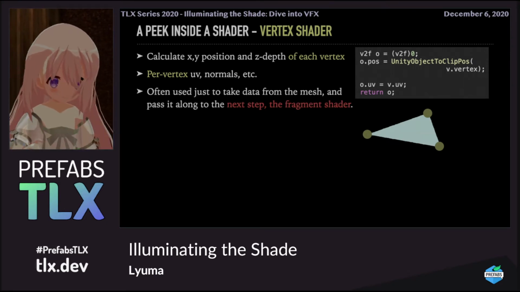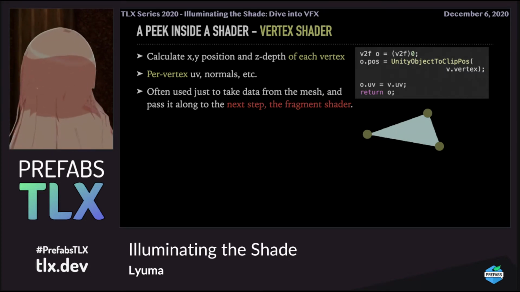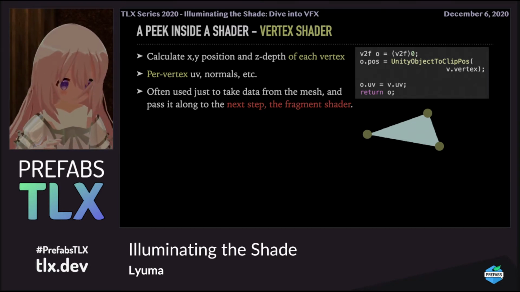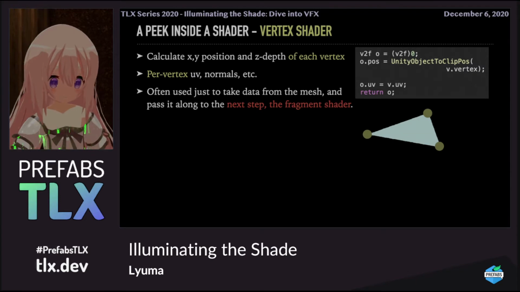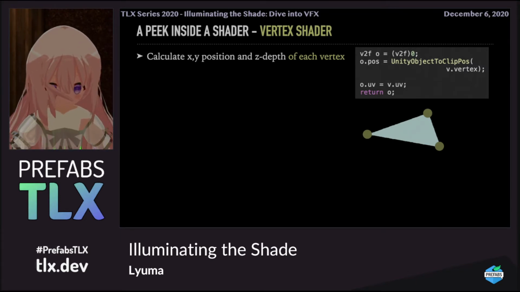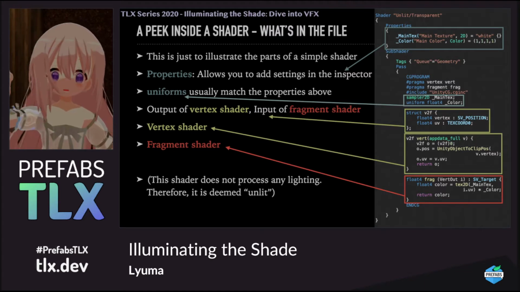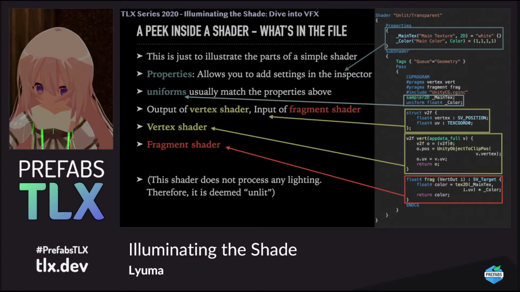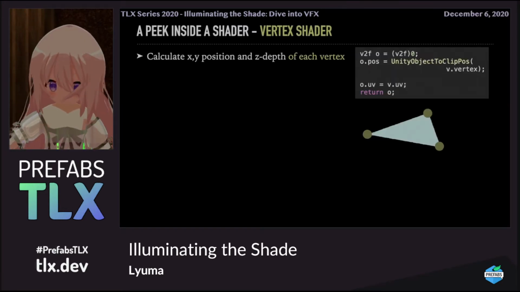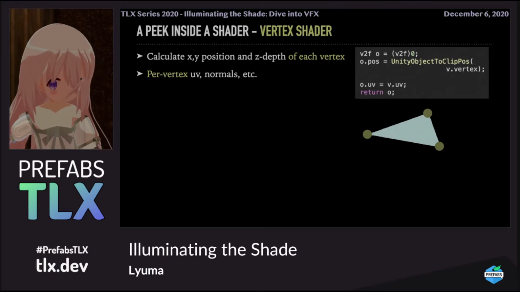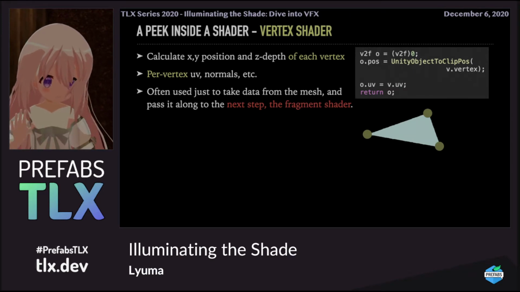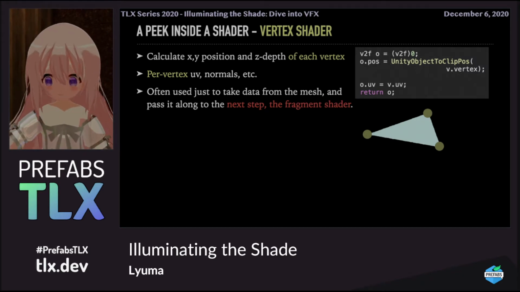Often, and that's the case in this slide, you'll be able to just take data from the mesh, which is what's labeled here as V. For reference, the V in the function is passed as an argument of type appDataFull. That's exactly what comes from the mesh. The value in UV, therefore, is whatever is set in Blender. So what this is doing here is taking that value from the mesh and putting it into the V2F struct, which is the output of the vertex shader, for use later on, because you're going to want to use the UV to do texturing.